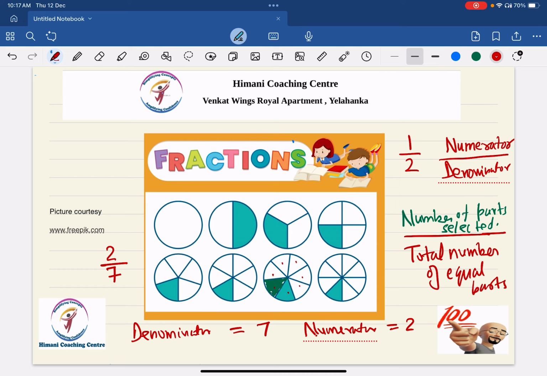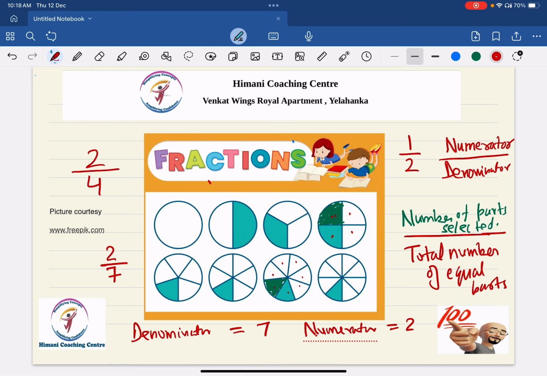Okay. Now kids, I am shading this part. So let us shade this. So when that happens, let us understand how many equal parts are there. 1, 2, 3, 4. Okay. So the denominator is going to be 4. How many parts are shaded? 2. So that is 2 by 4.